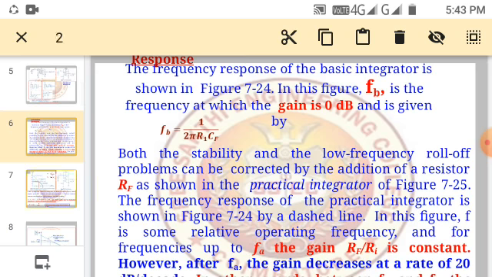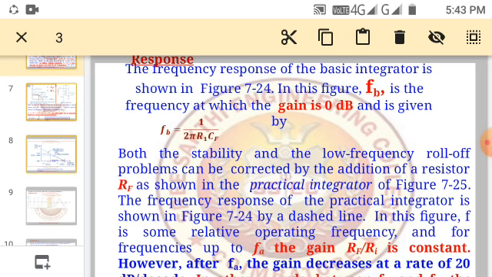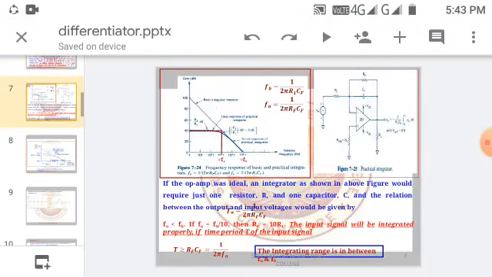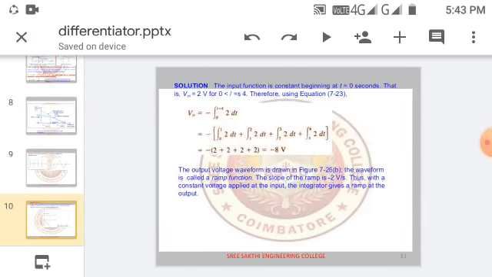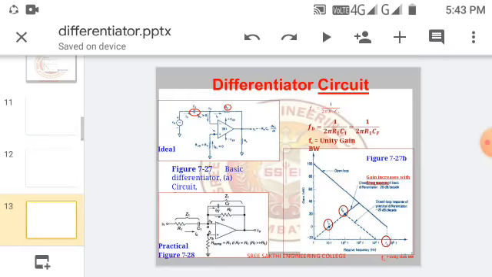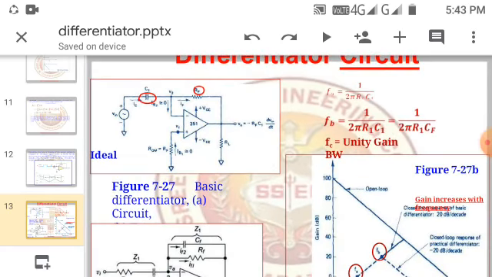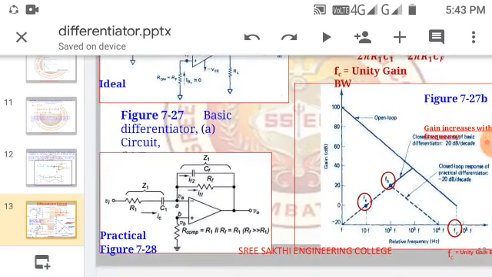And the next one is, we are going to see about the differentiator. In that differentiator, we are having a circuit, that is a capacitor in series which is connected to the input, and the resistor is connected as a feedback circuit. So here we are having two frequencies. FB equal to 1 by 2 pi R1 C1, that is equal to 1 by 2 pi R1 CF. The circuit is given below.